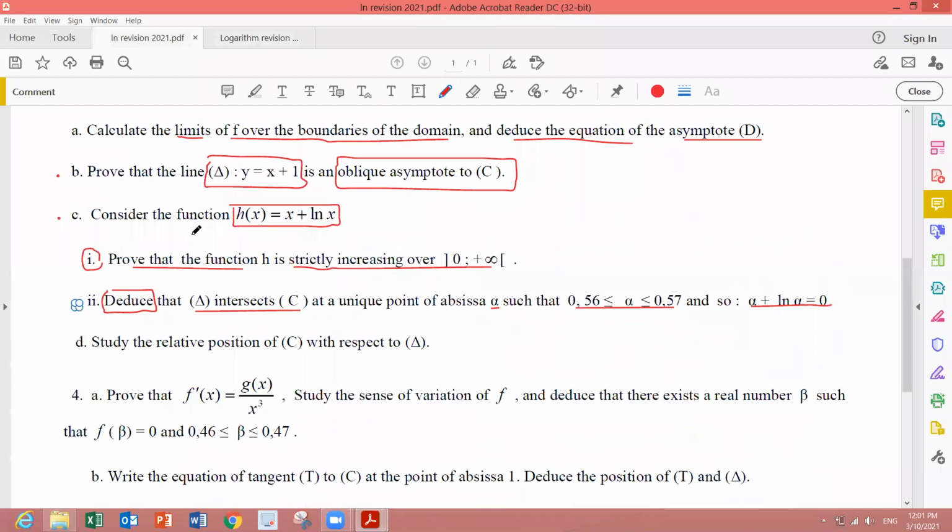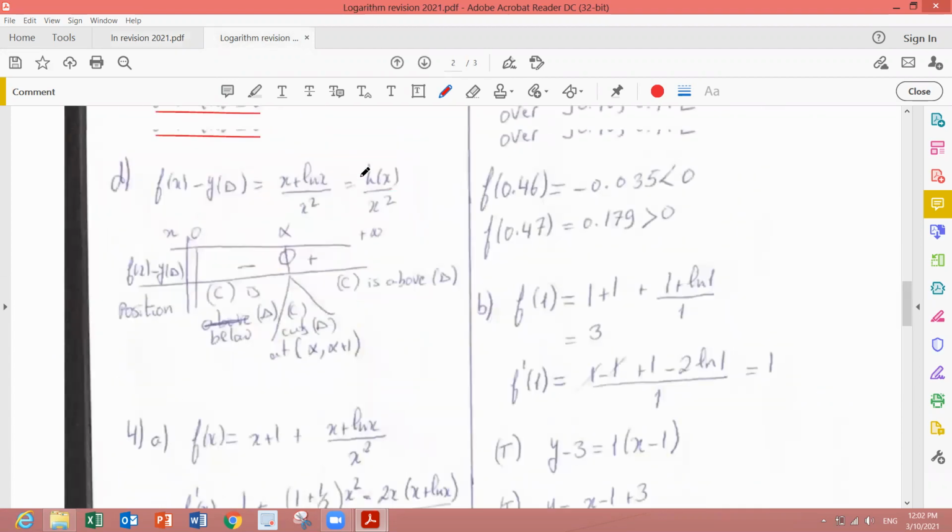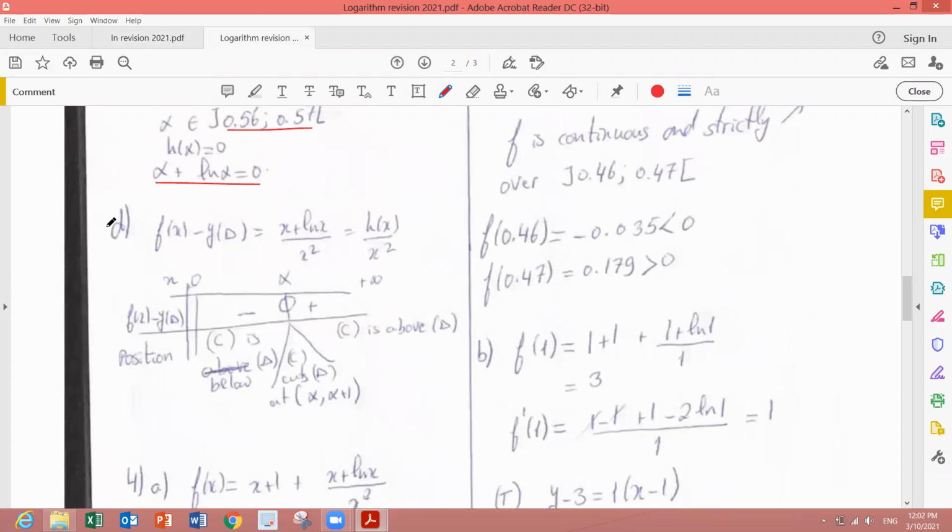Now part 4 or part D. Study the relative position of C with respect to delta. How to study the position of C with respect to delta? We study the sign of f(x) minus y delta to study the position between the curve and the oblique asymptote, or the line.